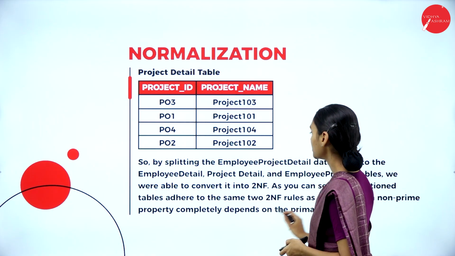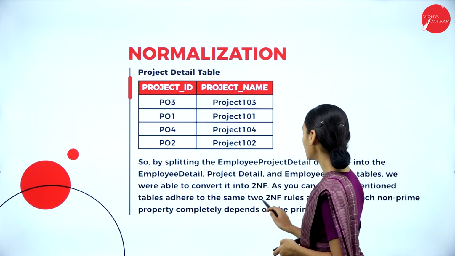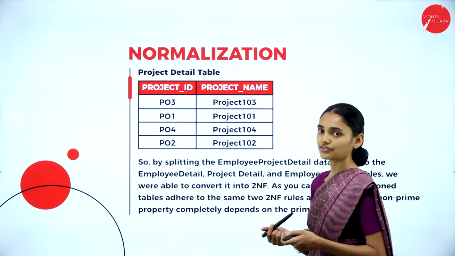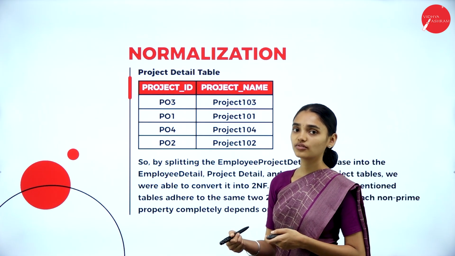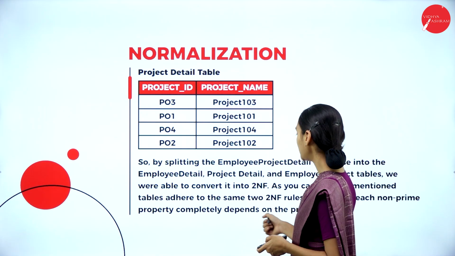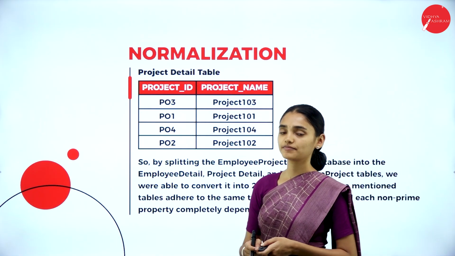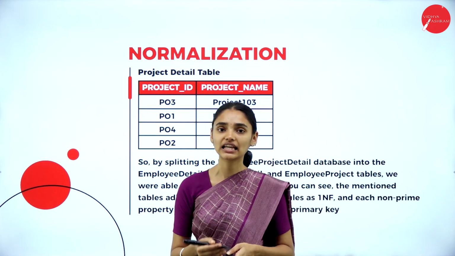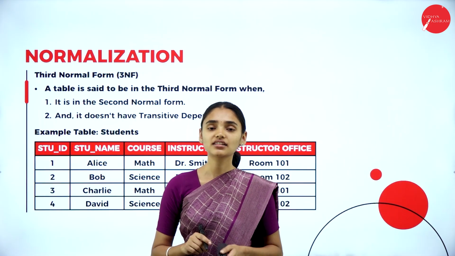As we can see, the table follows the 2NF rules. It has the same rule that first normal form has, and each non-prime attribute completely depends on the primary key. So now we can say that the table is in the second normal form. Next is third normal form.